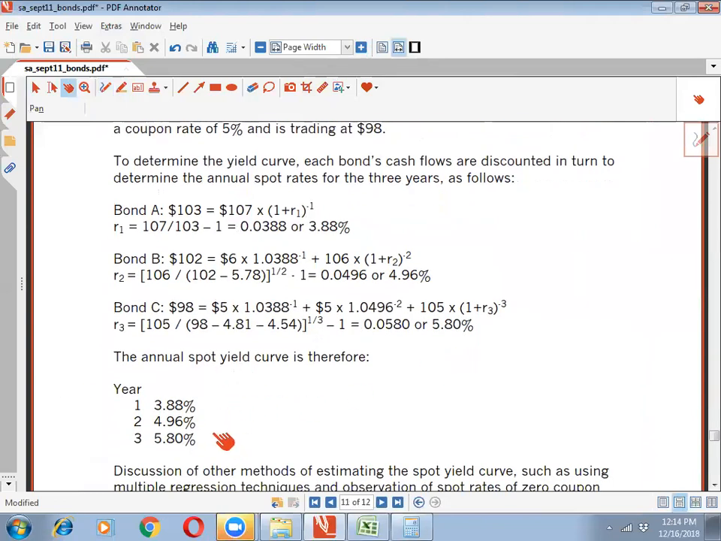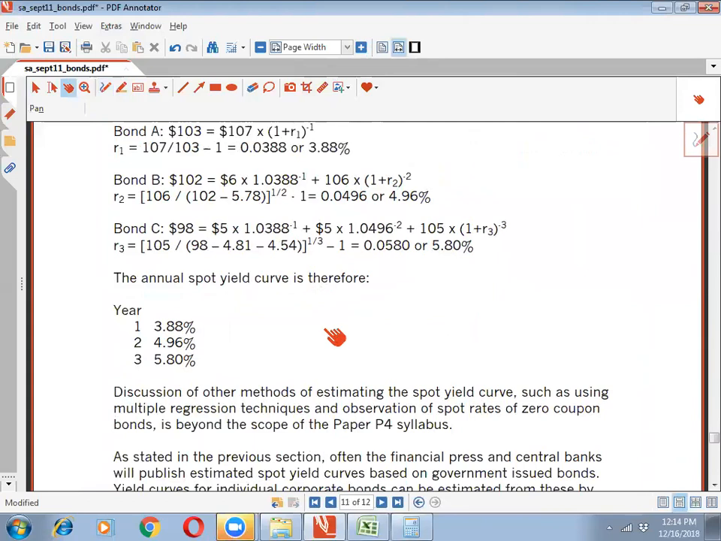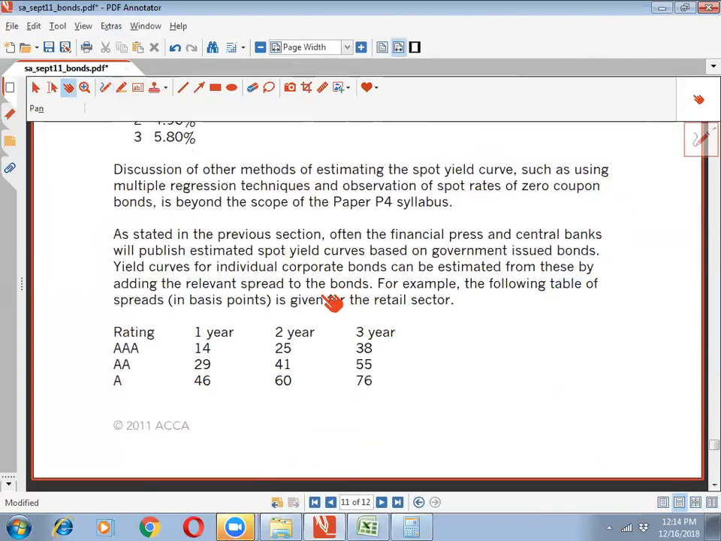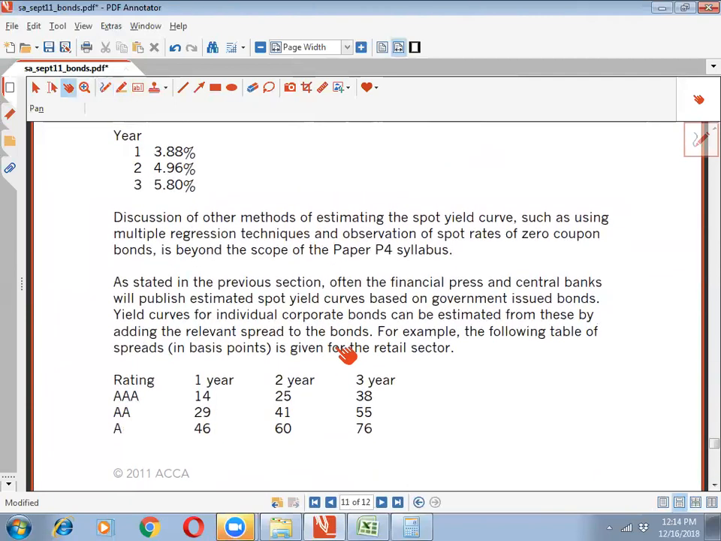So this is how the yield curve is going to be estimated. Is that okay? Is that fine? Okay. Now, we need to discuss the last concept with respect to this yield curve. And what is that last concept? Let's just talk about it.